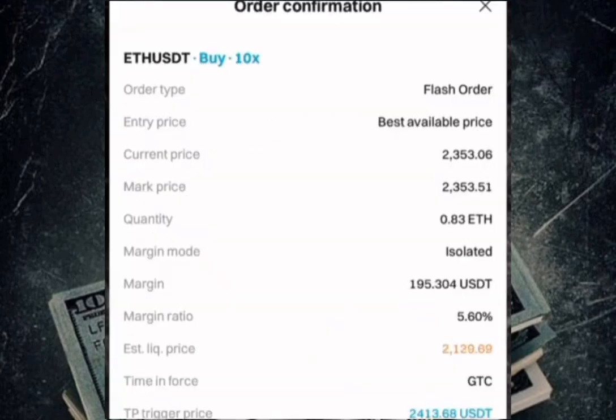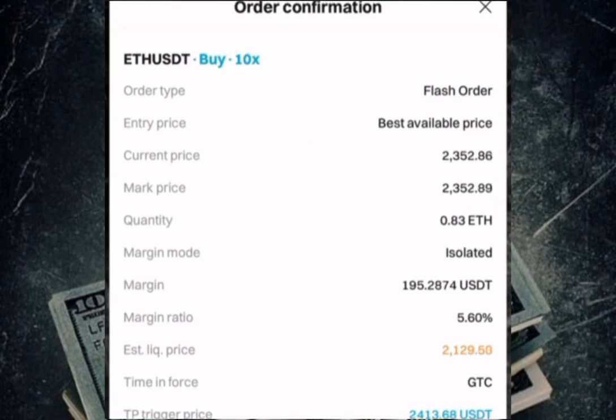And then it shows you all the details of your trade. This is just to confirm everything, so you can check it in case you are not sure. Check the order type, check the current price of the market, check the price at which you are entering the trade, check the margin mode. You can see it's on isolated. Check the margin, check the liquidation price. Make sure you check everything. Check the take profit and the stop loss to know that it goes with what you want. So once you've confirmed all of the things right here, just click on confirm.